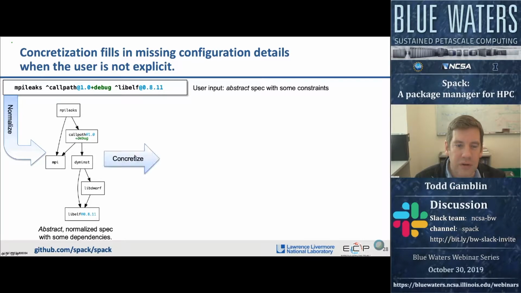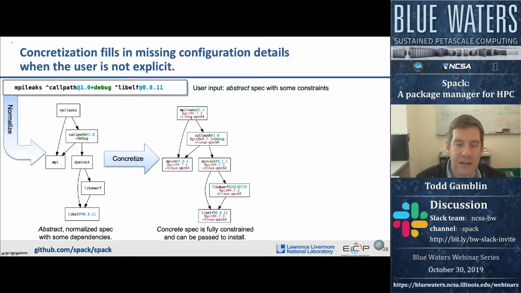We run that through an algorithm called concretization, and that basically fills in all of the blanks. And it does that according to constraints like the ones that the user passed on the command line, but also constraints that exist in the package files themselves. So when you write a Spack package, you can say, like I said, that your package requires MPI 3, that you require version something or other of a dependency, or that you require, say, HDF5 with the parallel option turned on, things like this. And so what that does is it automates the detailed configuration process that a user would have to go through, and it does it in a way that enforces consistency constraints across the DAG.